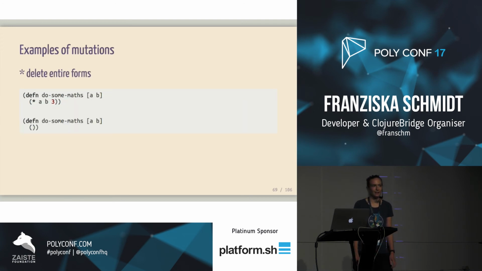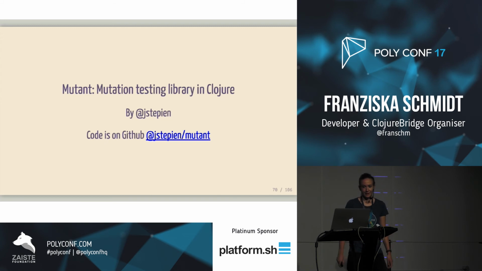Another, more radical mutation you could do is just delete an entire form. If you had a function like here that does some maths with A and B, and you just deleted the entire content of your function and just returned an empty list, would your tests still pass? And if yes, you should fix them. So here's the actual mutation testing library by Jan that I looked at. You can find it on GitHub, again, on that link.